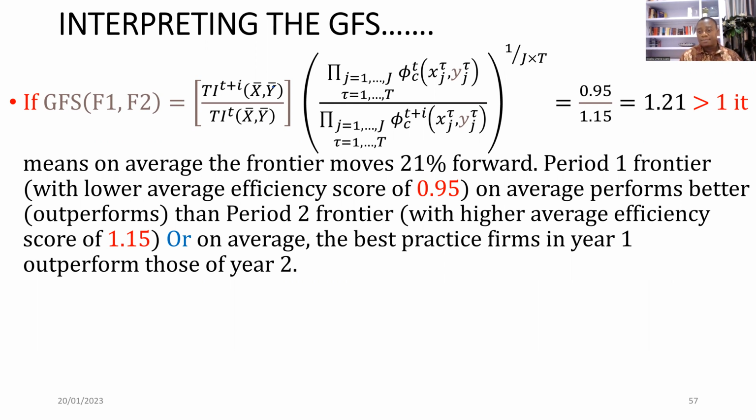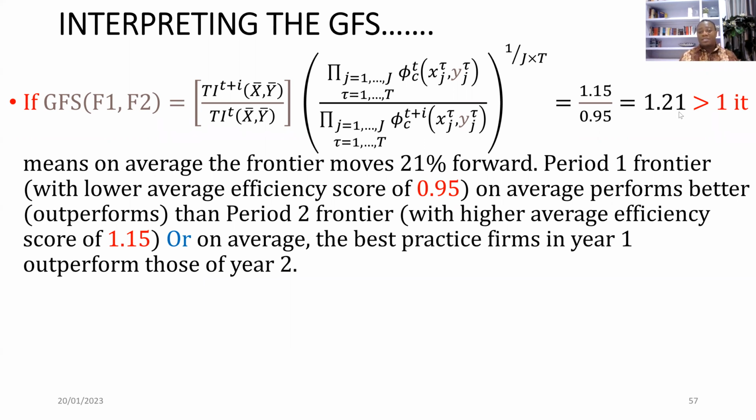Oh, is it? Yeah, it's true. Hold on, let me see. So yes, it was a typo. It's supposed to be 1.15 over 0.95, and that gives you 1.21.